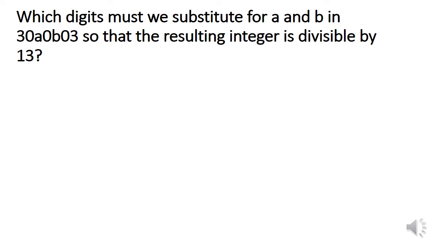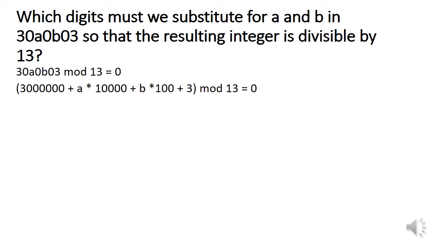The next question. Which digits must we substitute for A and B in this number so that the resulting integer is divisible by 13? So for any number to be divisible by 13, this means that this number mod 13 equals 0. And again, 30A0B03 is a very large number, so we need to decompose it. So this takes us to 3 million plus A times 10,000, plus B times 100, plus 3. All of that mod 13 equals 0.